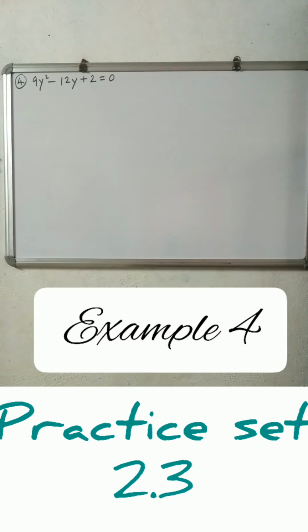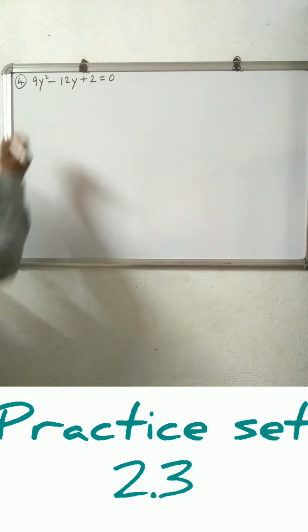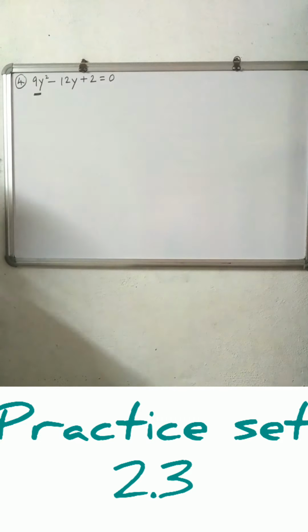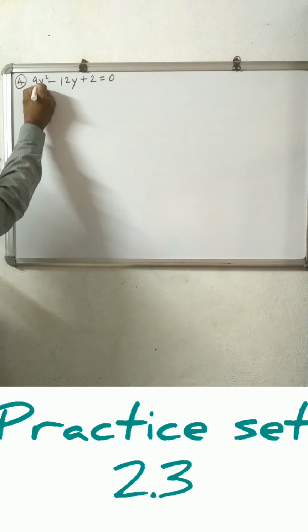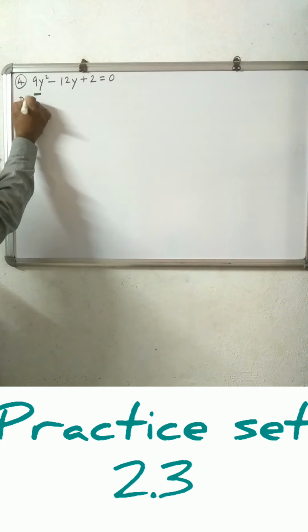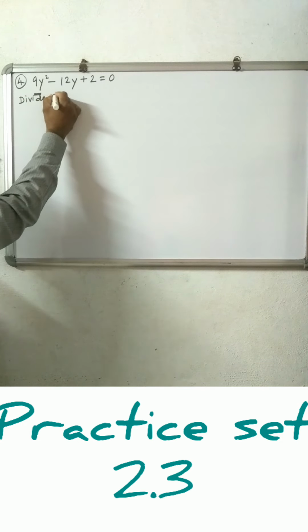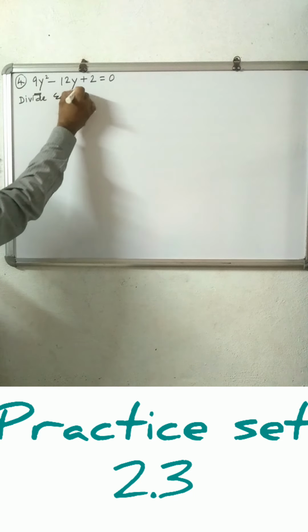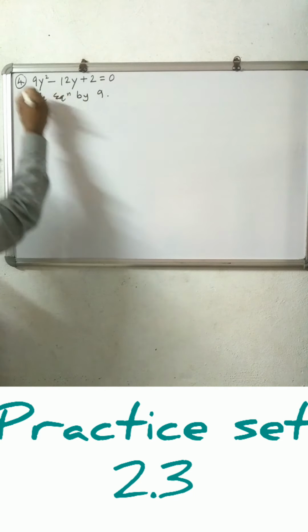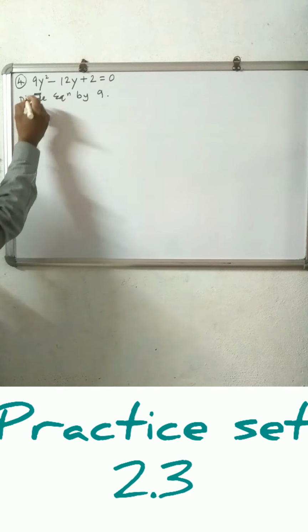Fourth example, 9y square minus 12y plus 2 is equal to 0. Now here, first we should check whether the coefficient of quadratic term is 1. If it is other than 1, then we should make it 1. So here, coefficient of quadratic term is 9. So divide given equation by 9.